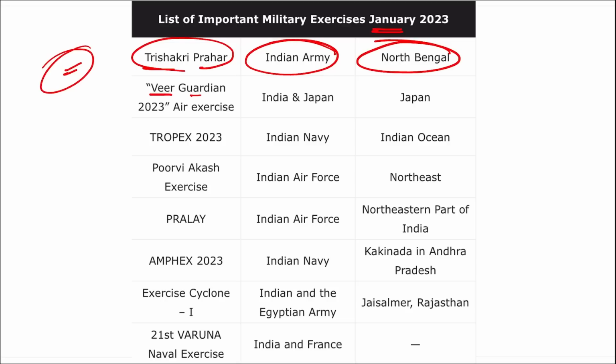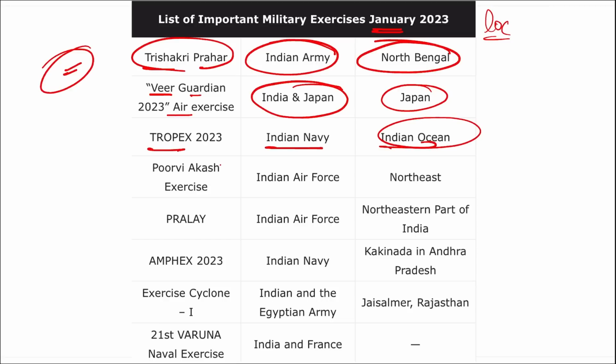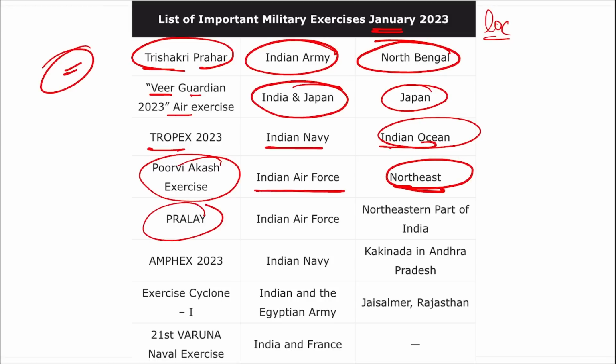Then Veer Guardian, it is an air exercise between India and Japan. It was held in Japan. These are the locations that you can remember. Then Tropex, conducted by the Indian Navy in the Indian Ocean. Purvi Akash exercise by Indian Air Force in Northeast. Pralay by Indian Air Force in the northern part of India.